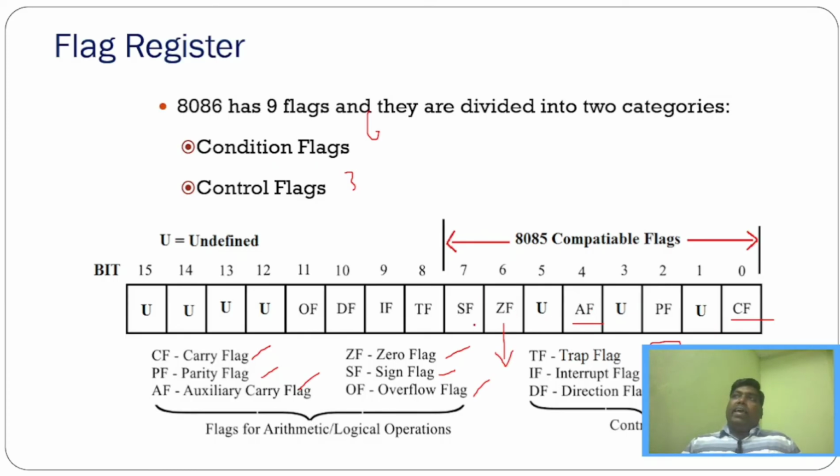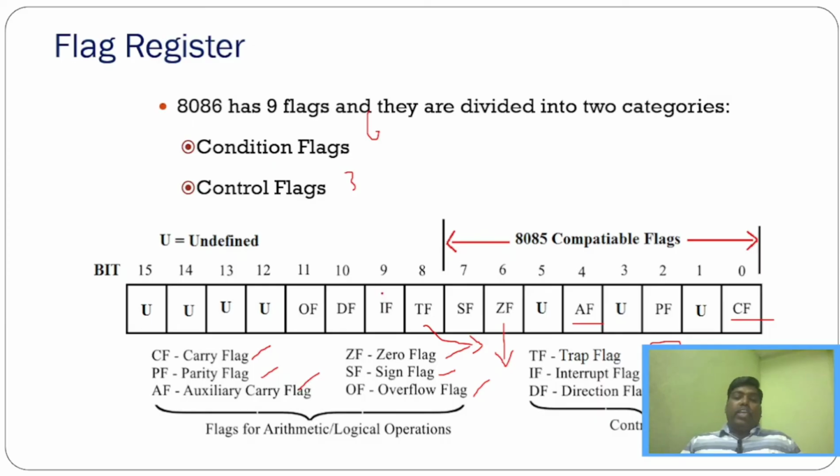And the sign flag, whenever there is a negative sign, is indicated by this particular sign flag; it indicates a negative operation. And the TF flag is the control flag, which is the trap flag. This trap flag is enabled whenever the processor enters the debugging mode. It helps the microprocessor to enter the single step operation mode, that is, the debugging mode.